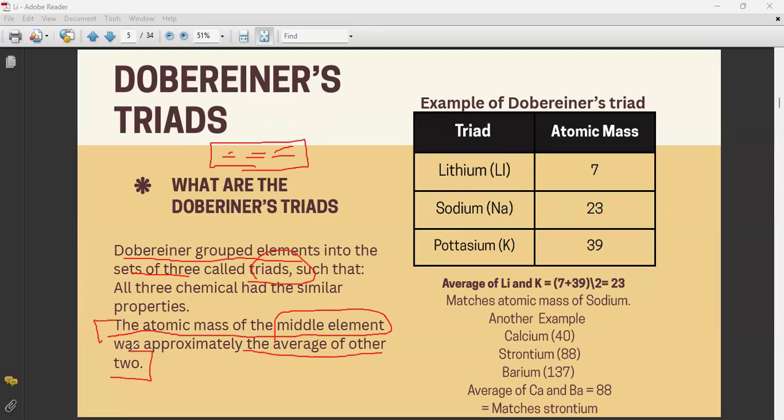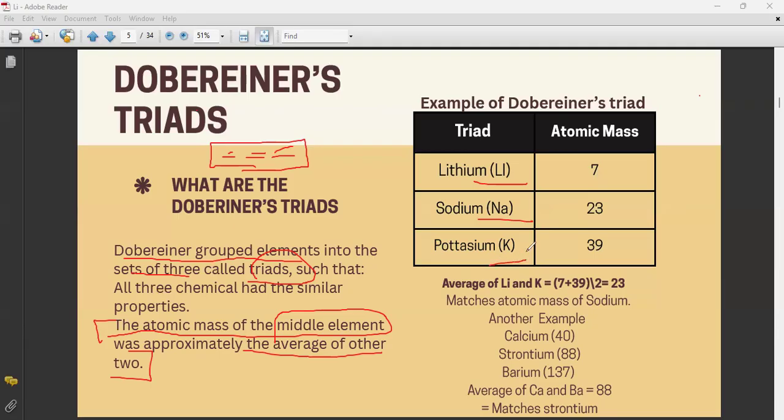So the first point we learn is that Dobereiner grouped the elements into sets of three, which he called triads, and all these three elements share similar chemical properties. The next point is that the atomic mass of the middle element was approximately the average of the other two. He also gave an example, which you can put into your answers. In the example of a Dobereiner triad, he took lithium, sodium, and potassium.